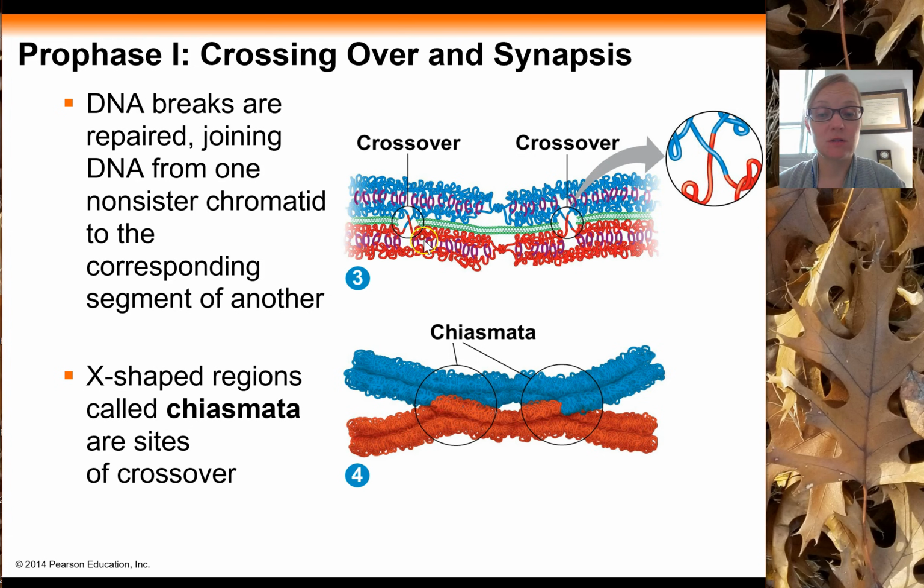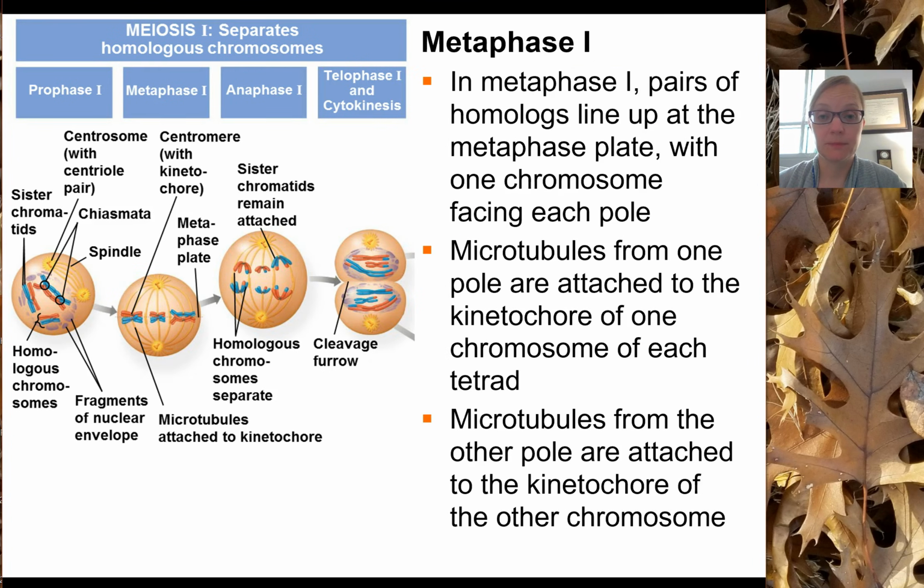Now, wherever you have this crossover event taking place, it forms an X-shaped structure. Those X-shaped structures are called chiasmata, or chiasma. So anytime you see that on a chromosome, you know that a crossover event has taken place in that part of the chromosome. All right, so that's in prophase.